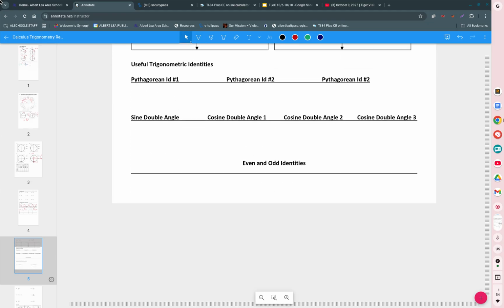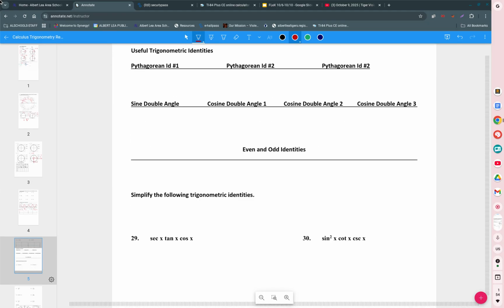So, what about things like this? This you will know. You will never forget this. Sine squared of x plus cosine squared of x is equal to 1. Thank you. Never, ever forget that.